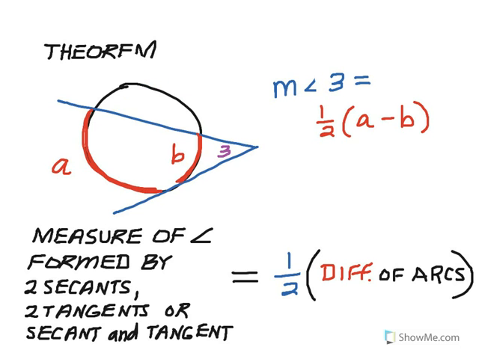And lastly, when we have a point that's external to a circle, and a secant and a tangent drawn from that point to the circle, that little external angle, in this case angle 3, is also equal to half the difference between the intercepted arcs. So measure of angle 3 in this diagram is equal to half the measure of arc A minus arc B.